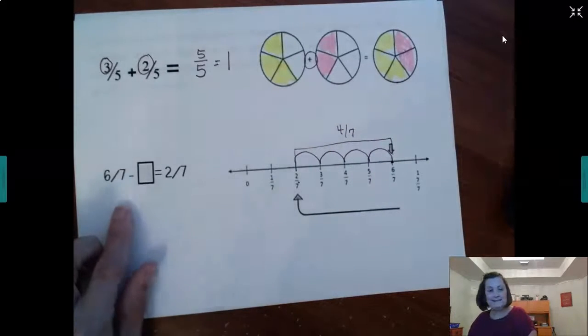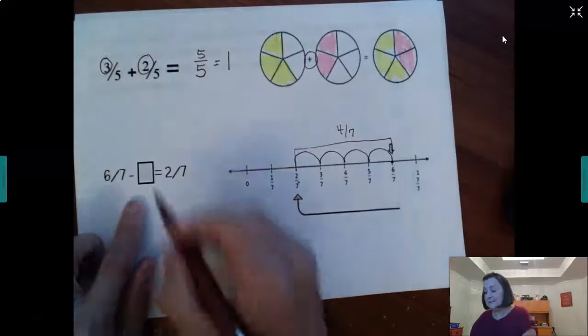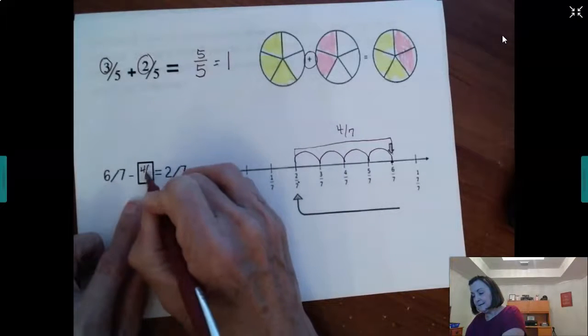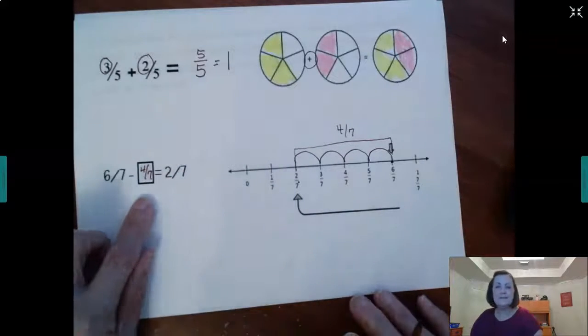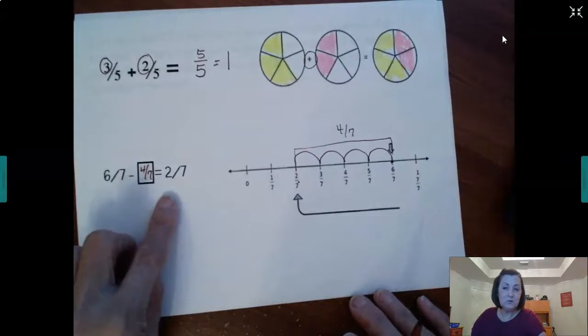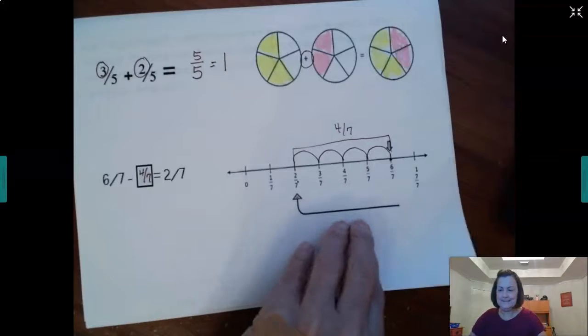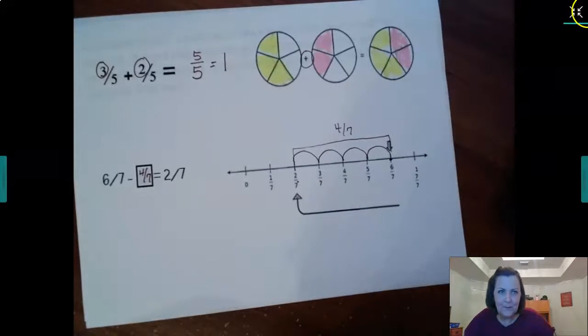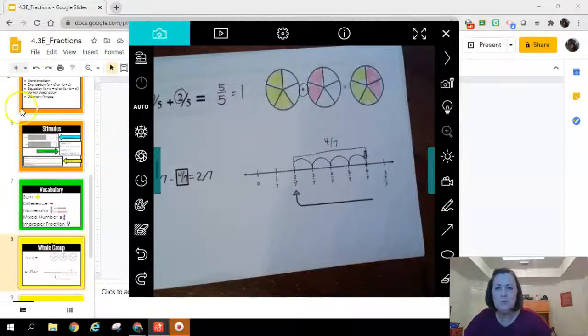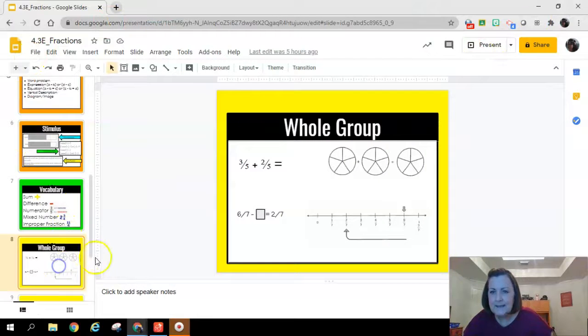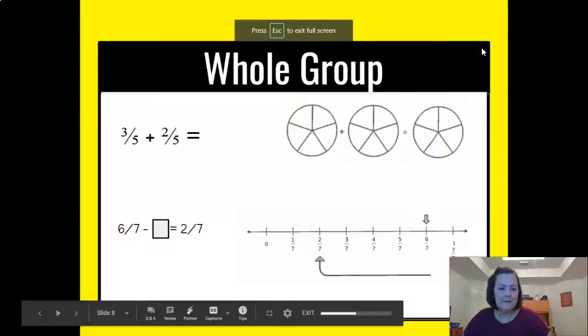So we can say, therefore, 6/7 minus 4/7 is equal to 2/7. All right, let's go back to this next activity or question. Oh, here we go.